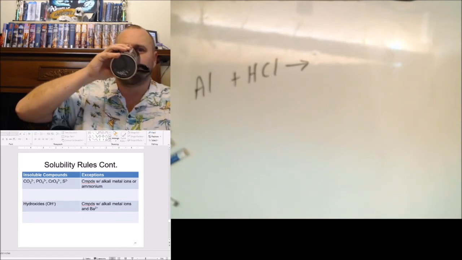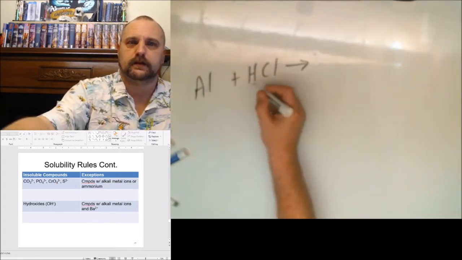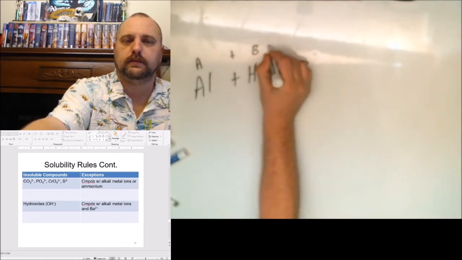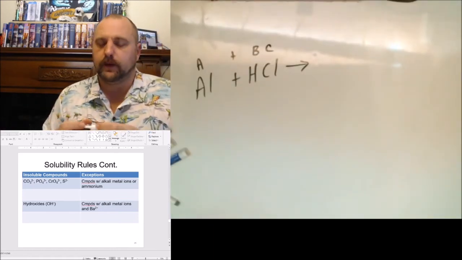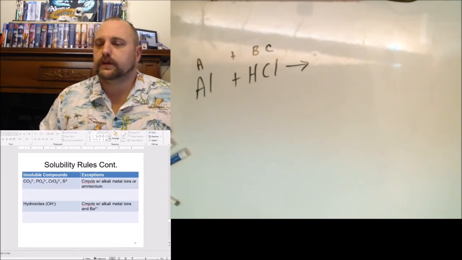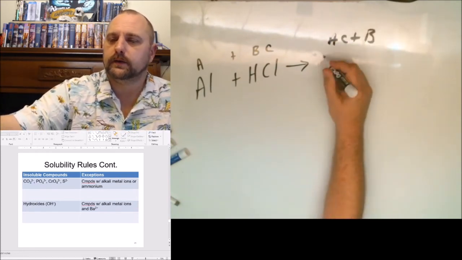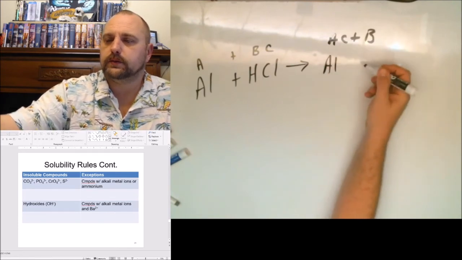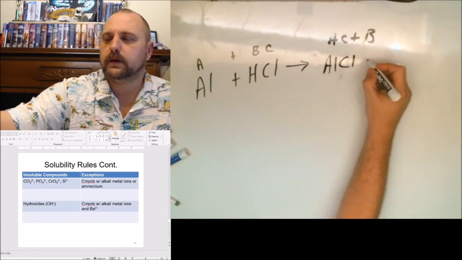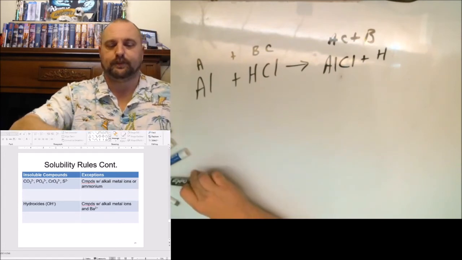So aluminum plus HCl. A plus BC, this is a single displacement. Alright. So the products should be AC plus B. So I'll have my aluminum, the C piece is Cl, plus the B piece is H.